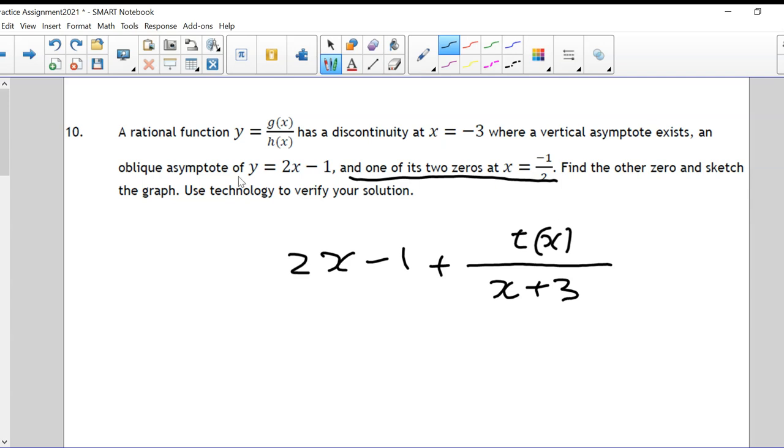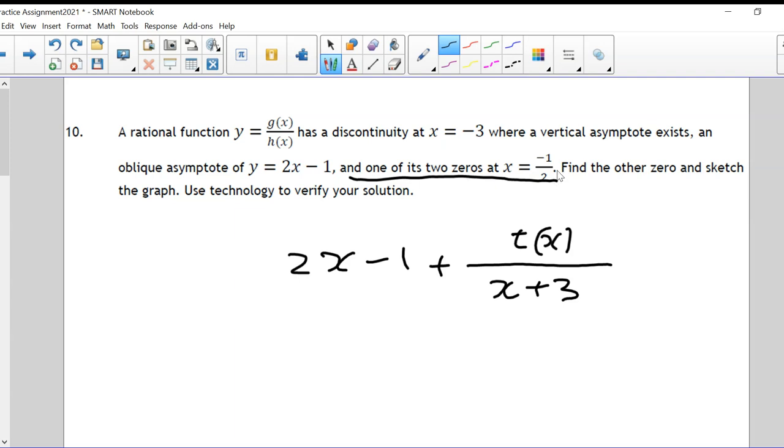Let me just circle it with my mouse here, right? We think so far the function is going to look something like this. If I plug minus a half into this, shouldn't that be equal to 0? Right? Because it's a 0. A 0 means you plug that value of x into it, you get 0. That's what a 0 is.